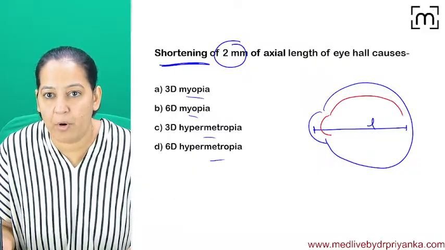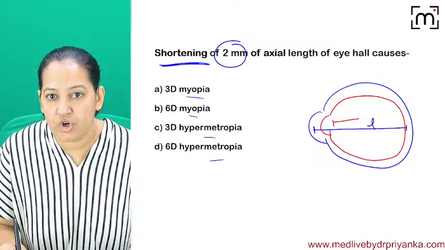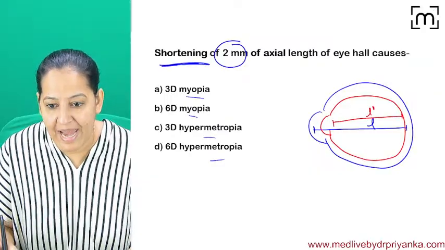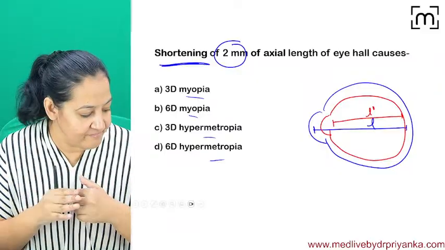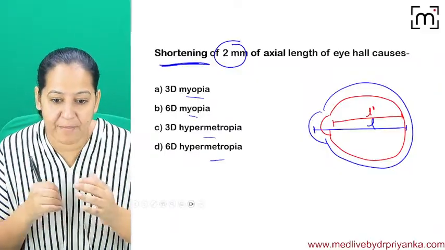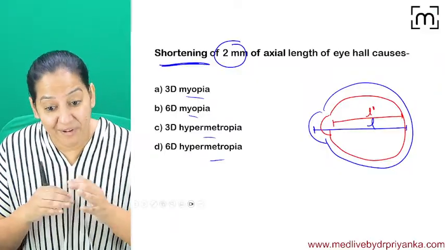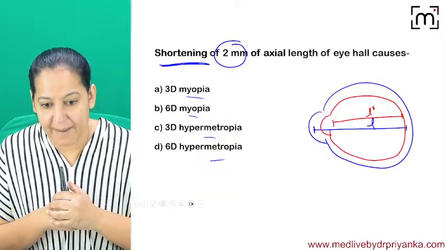So this is the new eyeball I'm drawing, red color. The shortening, the new axial length, is 2 millimeters smaller. Will the person have myopia or hypermetropia? You tell me. It will be hypermetropia. Yes, it will be hypermetropia.